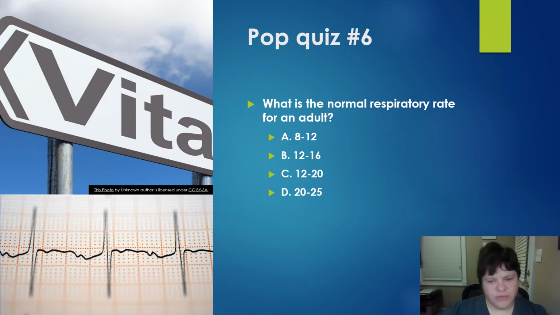And now for pop quiz question number 6. What is the normal respiratory rate of an adult? 8 to 12, 12 to 16, 12 to 20, or 20 to 25?